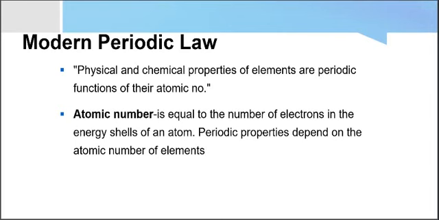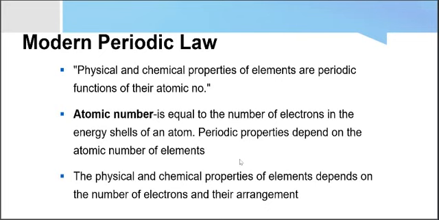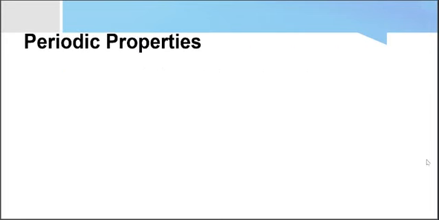These chemical properties and physical properties are determined by how electrons are distributed. Especially chemical properties, they depend upon the number of electrons in the valence shell of an atom. So indirectly, physical and chemical properties are dependent upon the number of electrons in an atom.